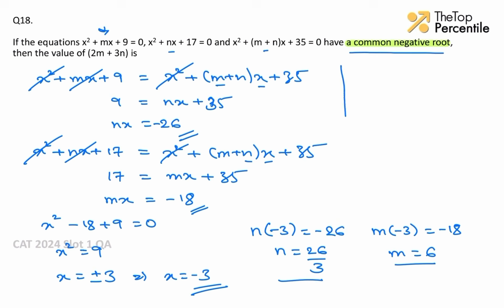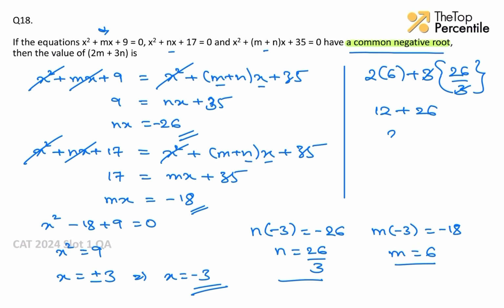What I need to find is 2m plus 3n. So this will be 2 into 6 plus 3 into 26 by 3. So 3 goes. This will be 6 2s are 12 plus 26, and my answer will be 38.